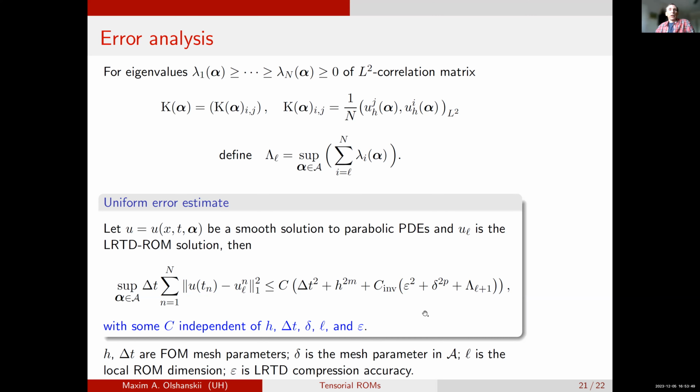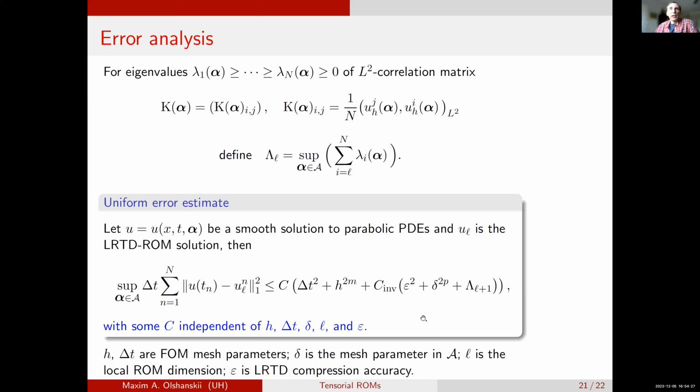All right, so you see that there is no notion of Kolmogorov n-width of the parameter solution manifold here. So this bound depends not on how fast this n-width decays. It rather depends on how smooth is our manifold, the parameter manifold of the solutions.